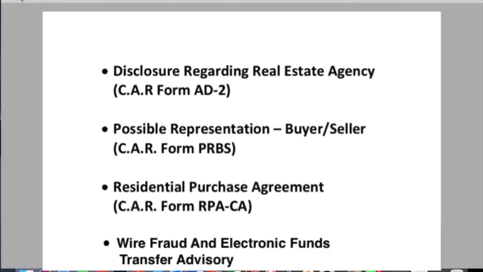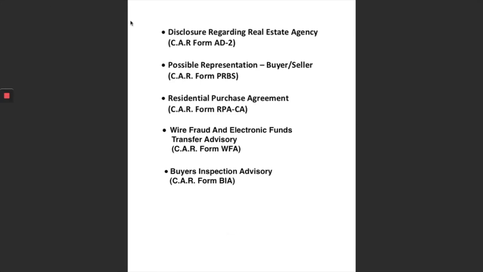So the forms that we use within an offer are the Disclosure Regarding Real Estate Agency, or CAR Form AD-2, Possible Representation, Buyer and Seller, CAR Form PRBS, Residential Purchase Agreement, CAR Form RPA-CA, Wire Fraud and Electronic Funds Transfer Advisory, Form WFA, and Buyer's Inspection Advisory, Form BIA.